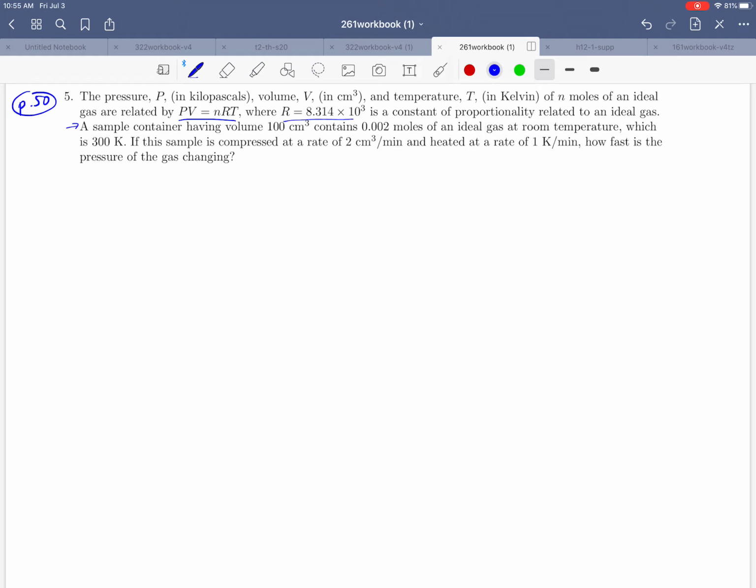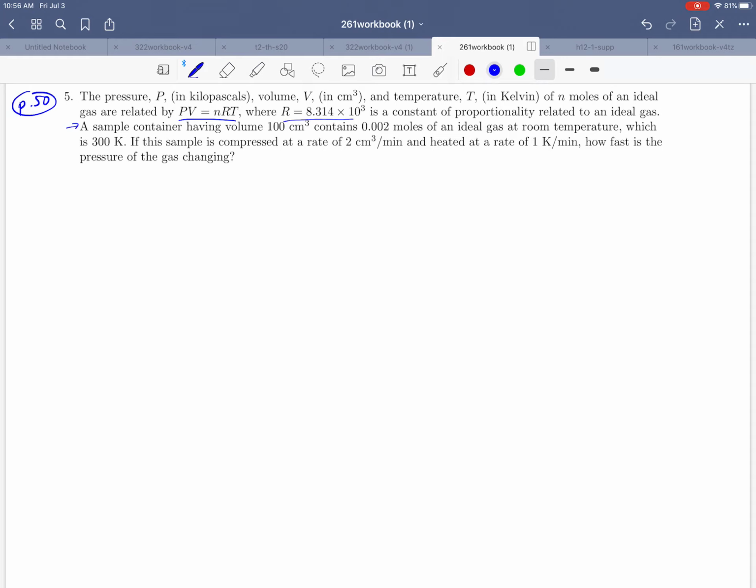So let's suppose that we have a sample container that contains 100 cubic centimeters of 0.002 moles of a gas. Okay, they give us a room temperature of 300 Kelvin, and then they give us some information about things that are changing. So if this sample is compressed at a rate of 2 cubic centimeters per minute and heated at a rate of 1 Kelvin per minute, how fast is the pressure of the gas changing? Okay, so there's a lot involved in this problem here.